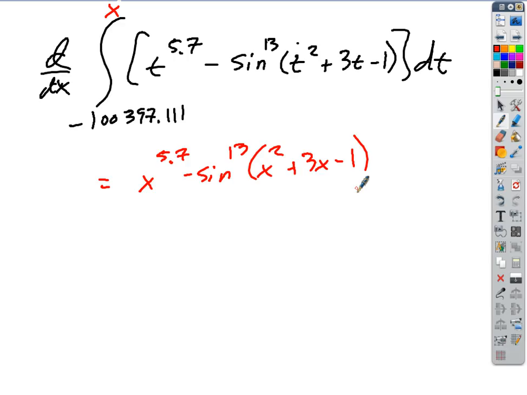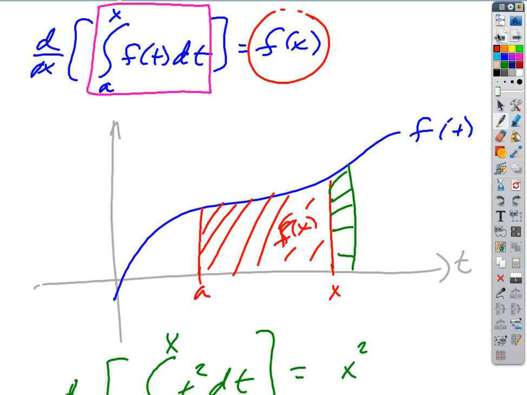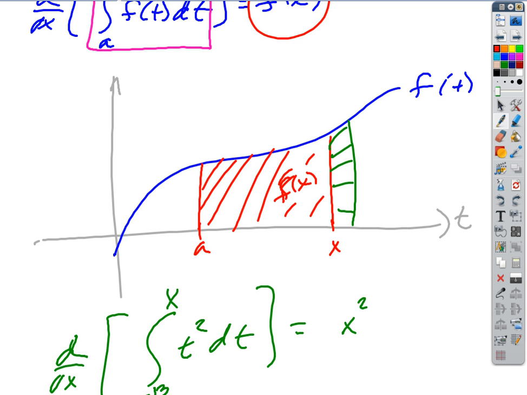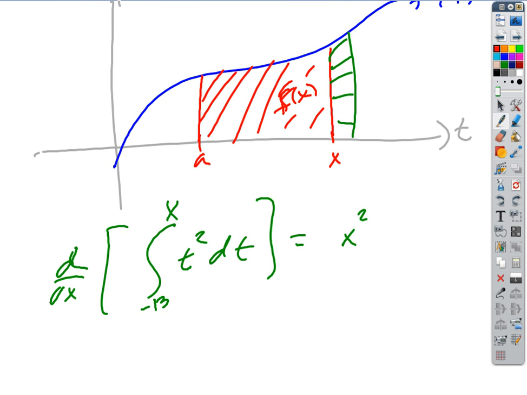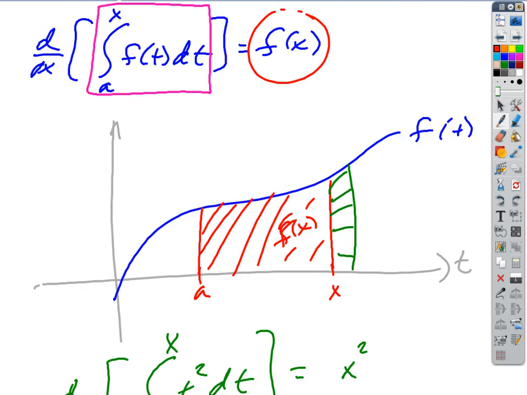Okay, so now what happens if we go back here to our picture and we say, okay, now this time we're gonna look at the rate of change under the curve, but not from a to x, but we're gonna look at the rate of change from a to, say, x squared. Okay, now that's going to change things a bunch, isn't it?